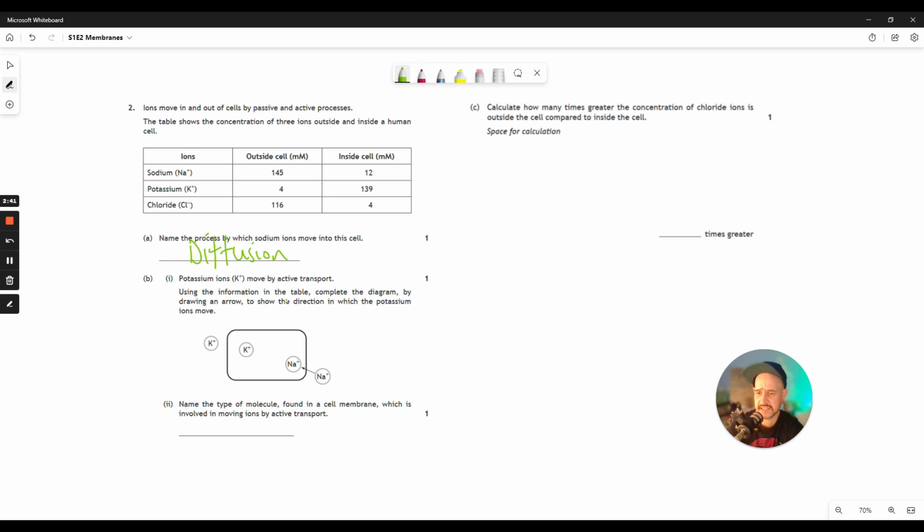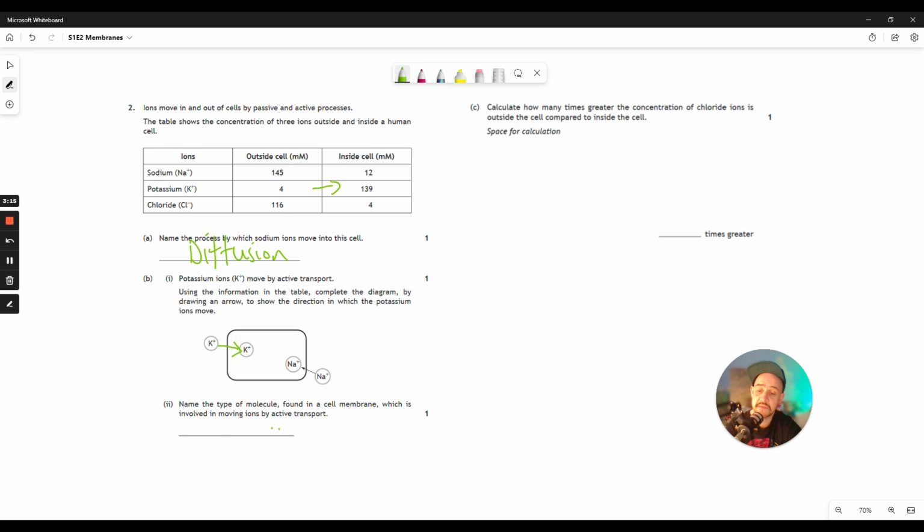Next question. So potassium ions move by active transport. Use the information in the table to complete the diagram by drawing an arrow to show the direction in which the potassium ions move. Okay, so we know that it is moving by active transport. So this must mean it's going from a low concentration to a high concentration. And the low concentration is outside the cell, which means the molecule must be moving into the cell. So an arrow on our cell here, for the K+, moving from outside to inside, is how you're going to score your mark.